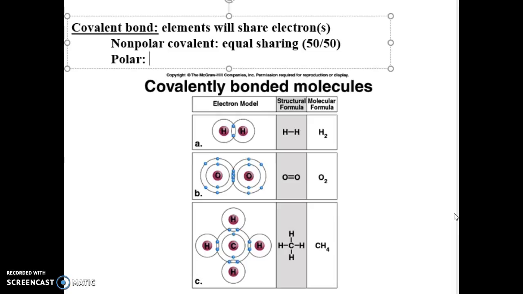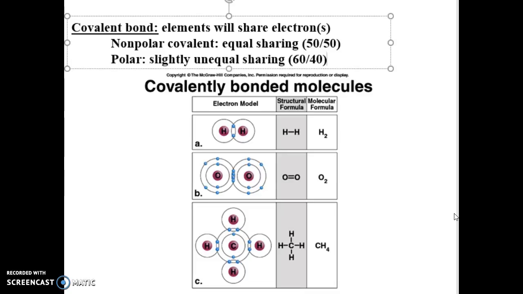In a polar covalent bond, there is a slightly unequal sharing of the electrons. Let's call it a 60-40 relationship. It's not the ionic 100% zero. It's not the 50-50. It's a little bit off. Still closer to why we call it covalent versus ionic. It's a 60-40 relationship. Still a strong relationship, but not completely equal. A little bit unequal here.